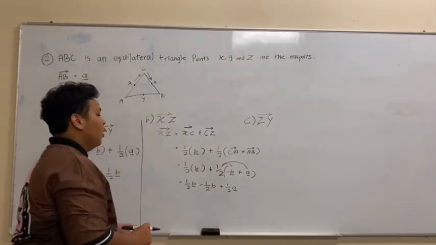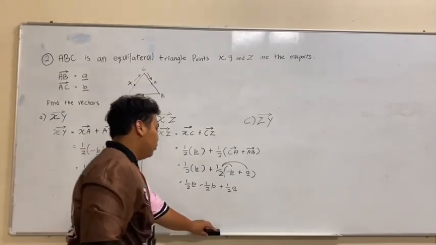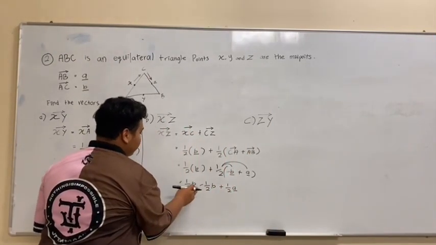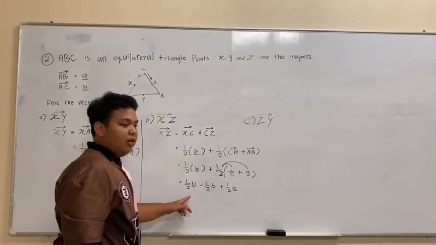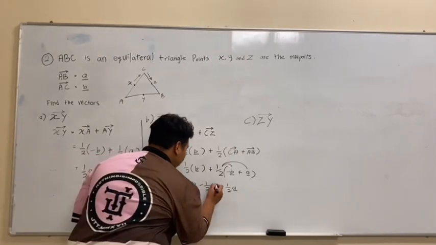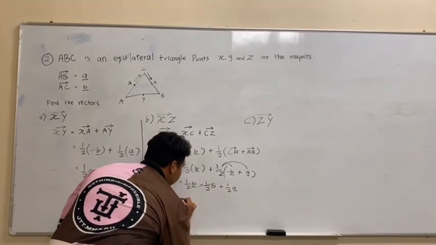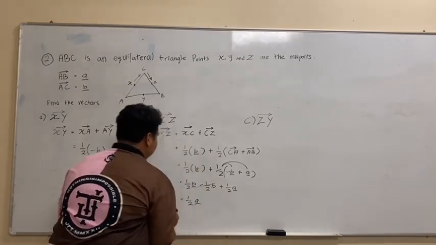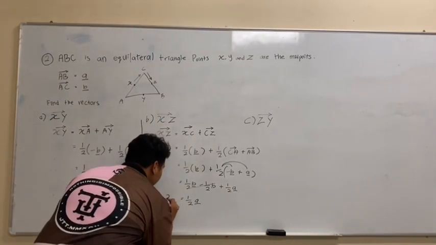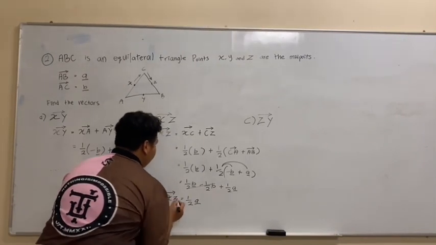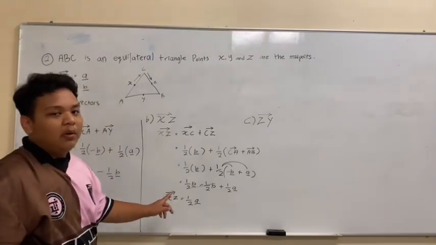So let's solve this equation. When 1/2 B minus 1/2 B, this will be zero, and the answer will be 1/2 A. So the final answer is vector XZ equals magnitude 1/2 A.